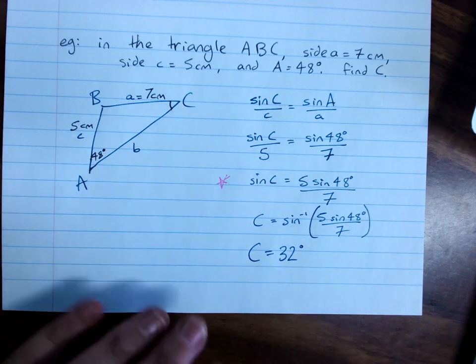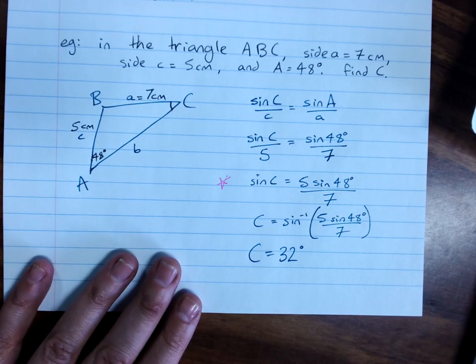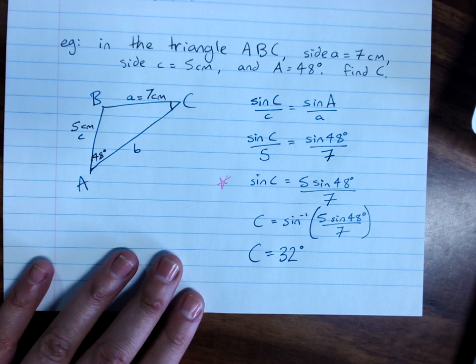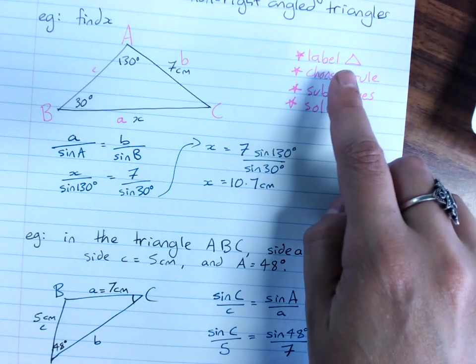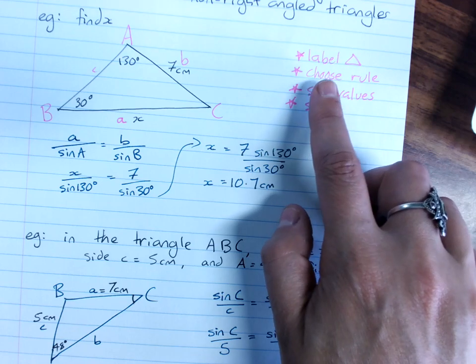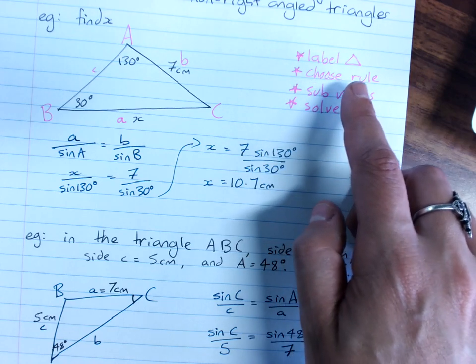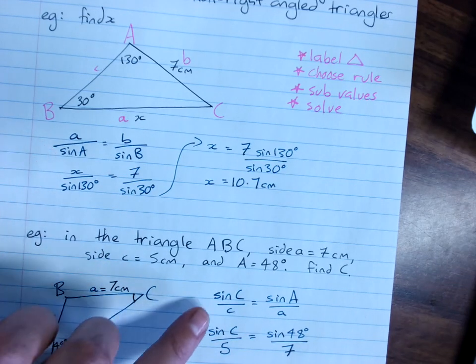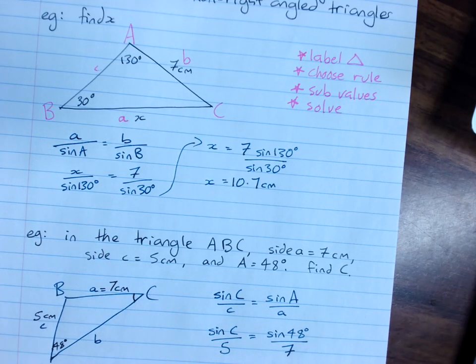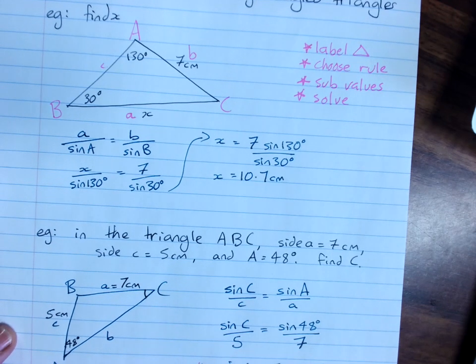So that's the sine rule for finding unknown sides and unknown angles. And as long as you remember to follow your steps, label the triangle, check that you can use the sine rule and write it in its correct orientation for sides or angles, substitute your values and remember how to rearrange and solve, then everything should be fine.